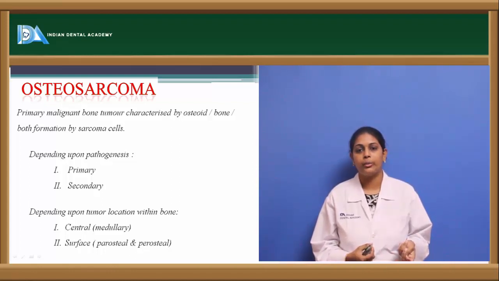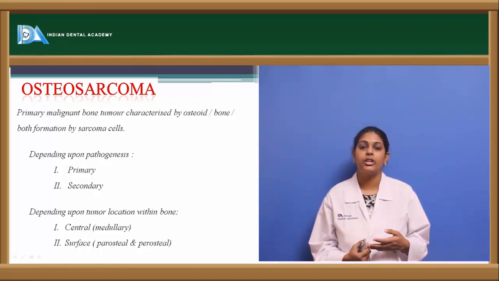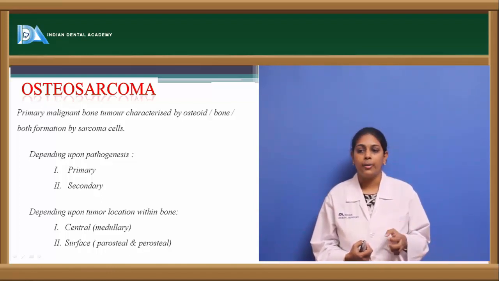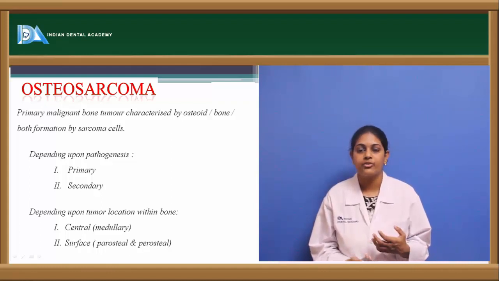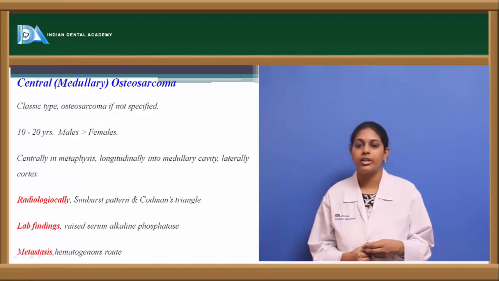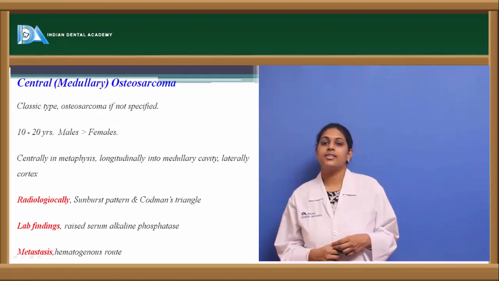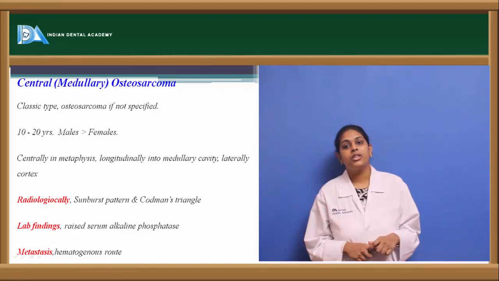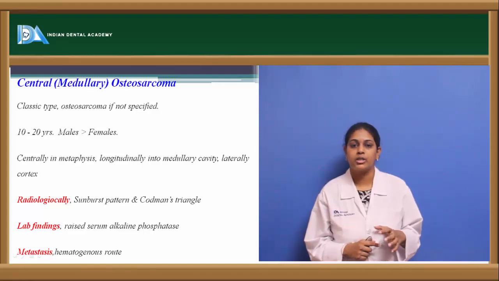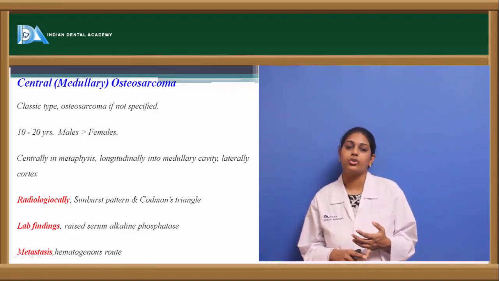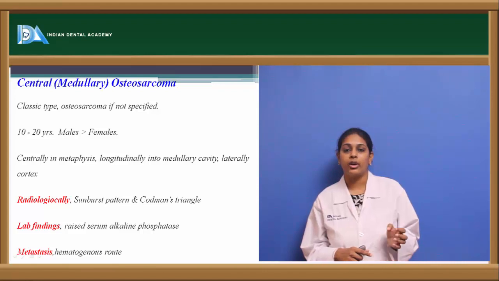Based on the location within the bone, osteosarcomas can be classified into two types. One is the central type, also known as medullary osteosarcoma, or the surface type, the parosteal or periosteal type. Coming to the central or medullary type of osteosarcoma, we can say this is the classic type of osteosarcoma when compared to the other peripheral types, and it occurs mostly in the younger age group of 10 to 20 years, where males are more commonly affected when compared to females.